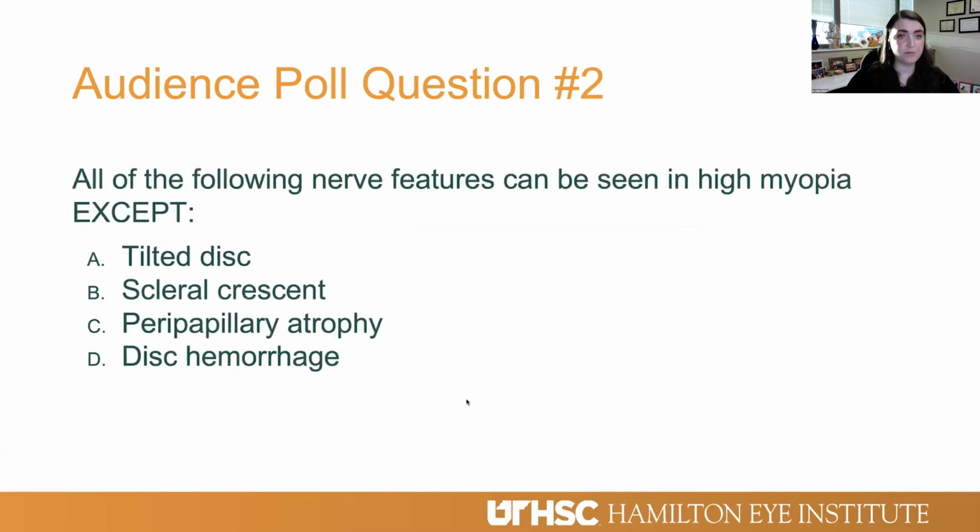All right, so which of the following nerve features can be seen in high myopia except: tilted disc, scleral crescent, peripapillary atrophy, or disc hemorrhage? Yes, excellent. So the answer here is disc hemorrhage.